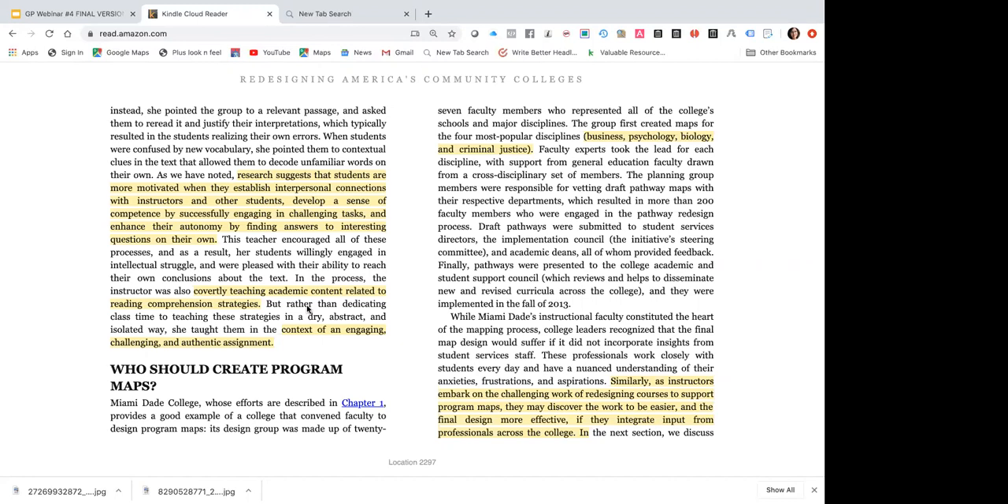Okay, cool. So, designing program maps and defining program. The four most popular disciplines that they used at Miami-Dade were business, psychology, biology, and criminal justice. And obviously this is on the academic transfer side. So again, a program is defined by whatever the end in mind is. And I think it does make sense, as Miami-Dade did, to look and see what are the most popular goals for students when they come in.